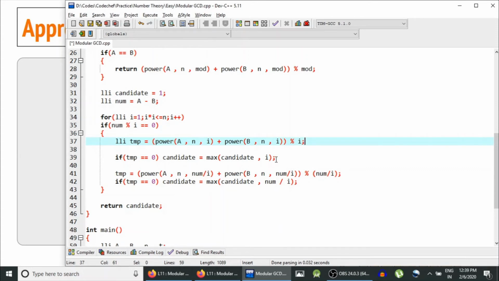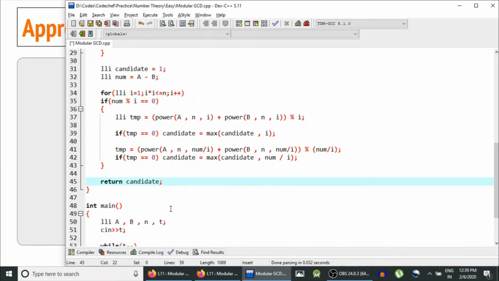Again, if I divides a number num, then num by I also divides number num. So we have tested for I, we are now going to test for num by I. So now we are testing for a raised to power n plus b raised to power n modulo num by I. If temp is 0, then num by I is also a candidate, and we are again maximizing candidate. And finally we are returning the maximum candidate.